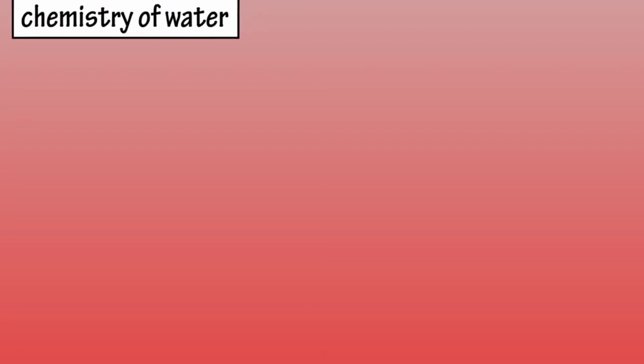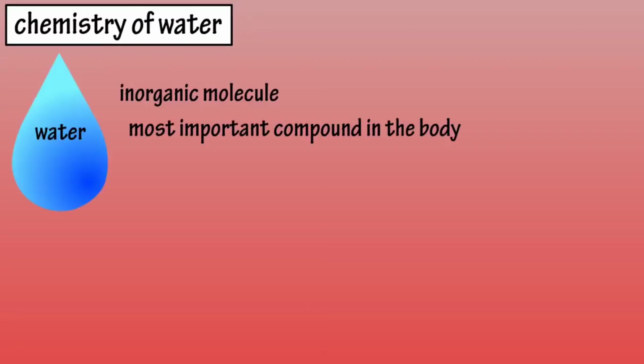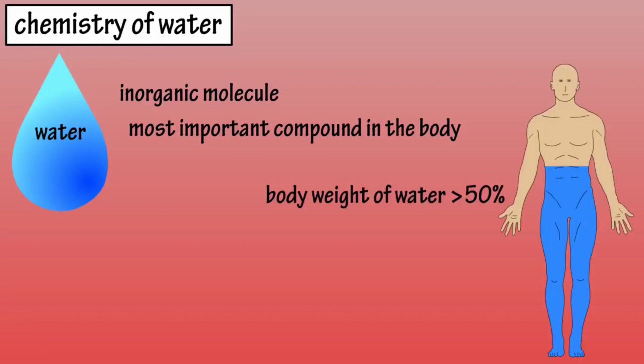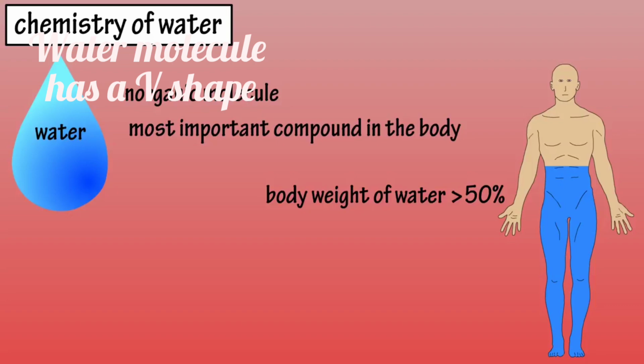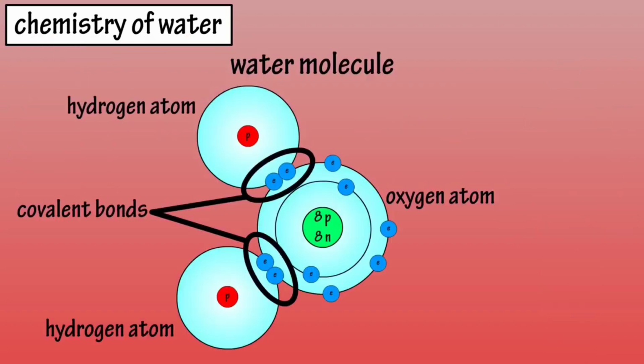The chemistry of water. Water is an inorganic molecule that is the most important compound in the body. In fact, a normal adult's body weight is made up of 50% or more of water. A molecule of water has one oxygen atom covalently bonded to two hydrogen atoms. Covalent bonds are the chemical bonds that are formed by the sharing of one or more pairs of electrons by the outer energy levels or shells of two atoms.